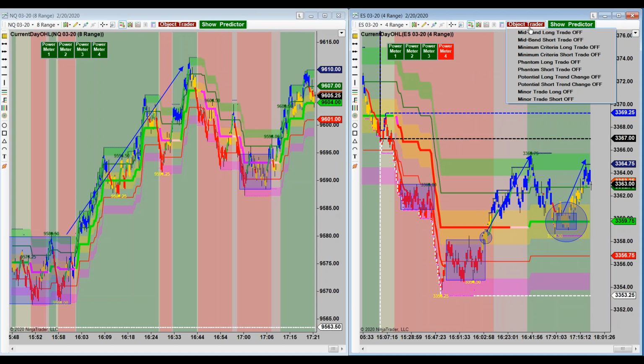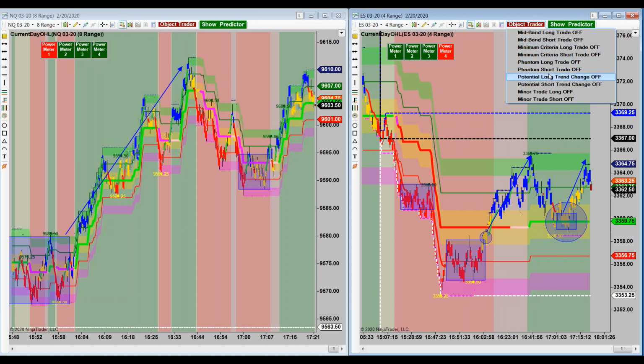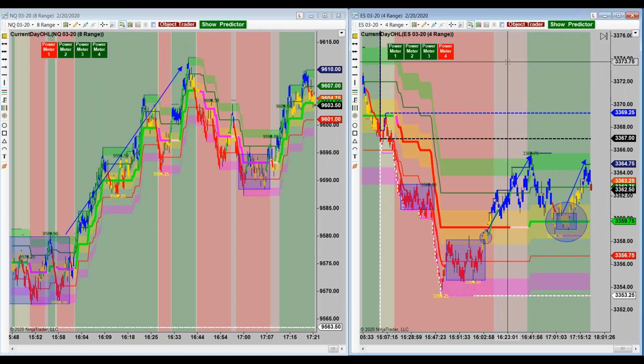When you're in an uptrend, you toggle on the long alerts. When you're in a downtrend, you toggle on the short alerts. What happens is when you get mid-band trades, minimum criteria, etc., it flashes the bars. Helps you see them in real time. That's extremely helpful. All our traders love this. They turn this on all the time. I don't show it in here because of simplicity's sake, and I want everybody to learn what they're looking at.